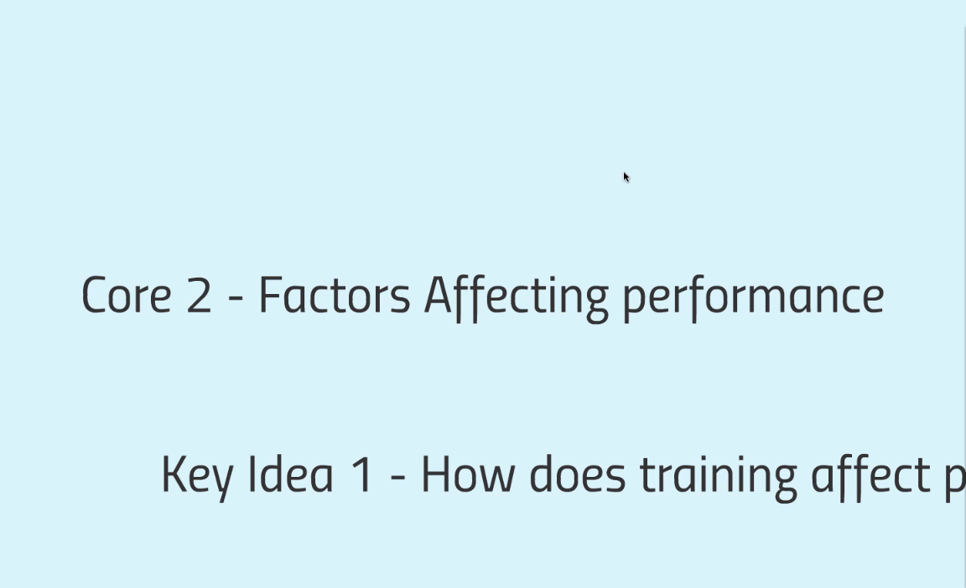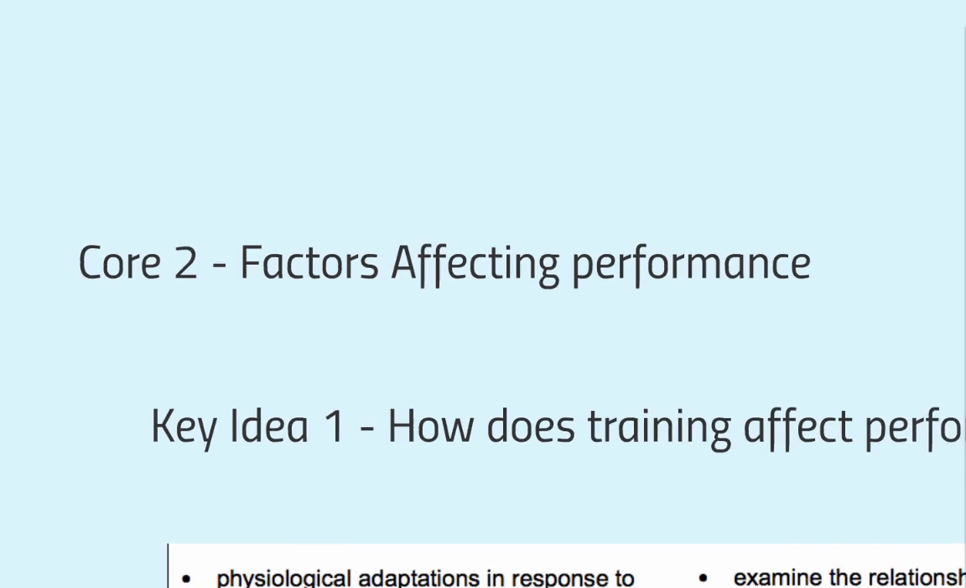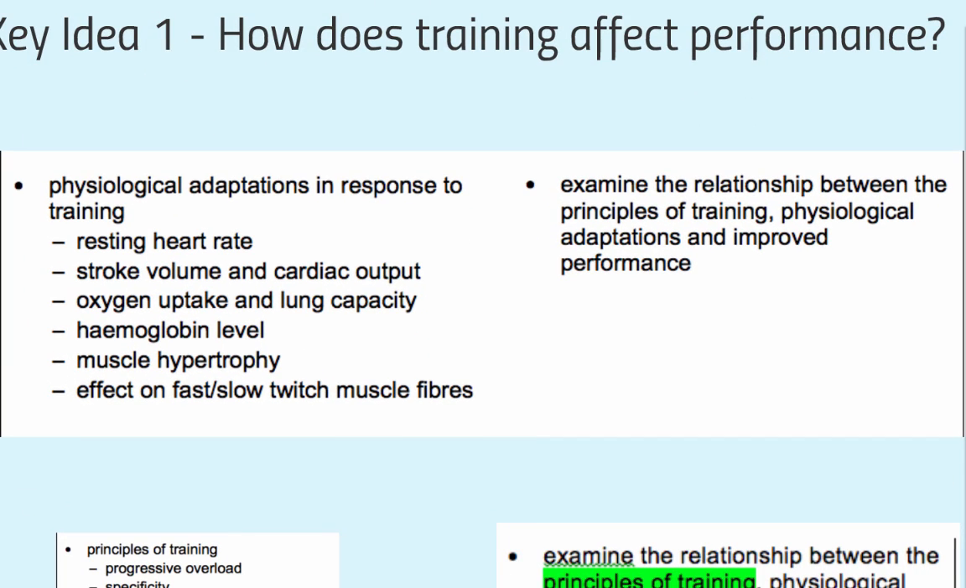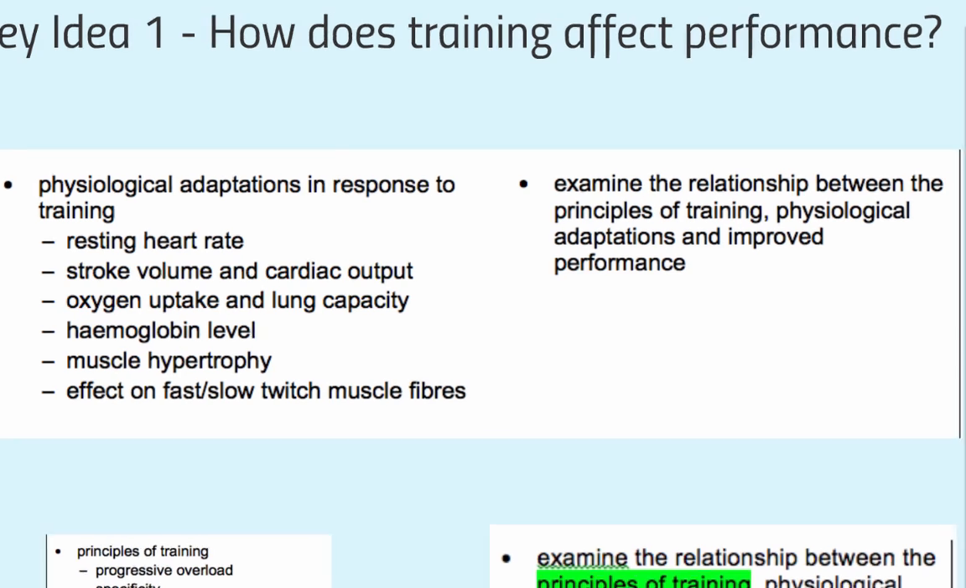This is Core 2, Factors Affecting Performance. Key Idea 1: how does training affect performance? We are up to dot point 4, the physiological adaptations in response to training. And I think this is one of the more challenging syllabus dot points, and I'll explain why.